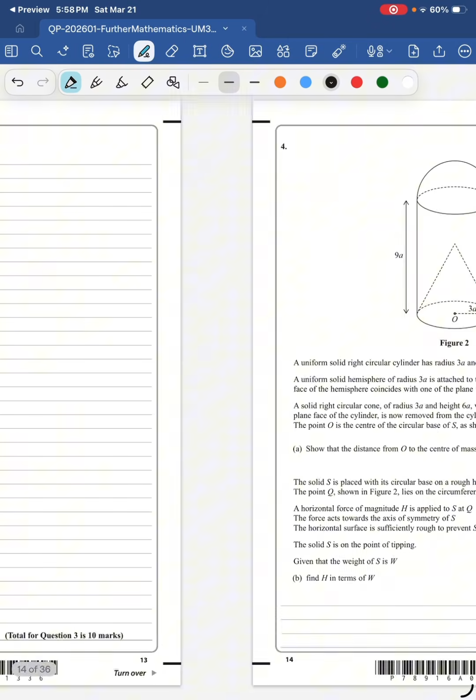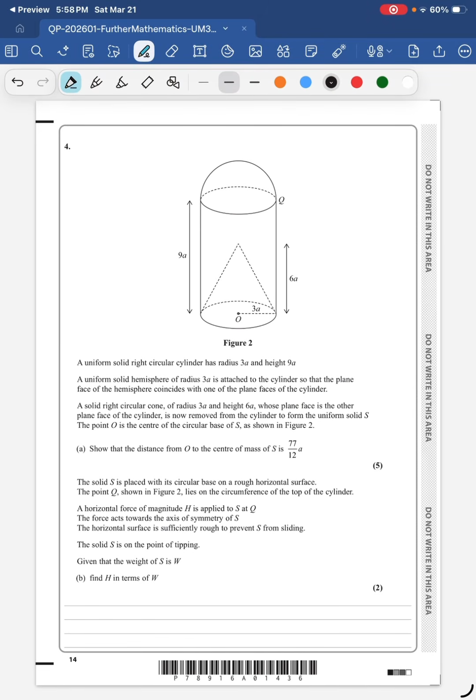So let's move on. Question 4. You see that object over there. A uniform solid right circular cylinder has radius 3a and height 9a. A uniform solid hemisphere of radius 3a is attached to the cylinder. Okay, so this is uniform, meaning that it's not hollow.